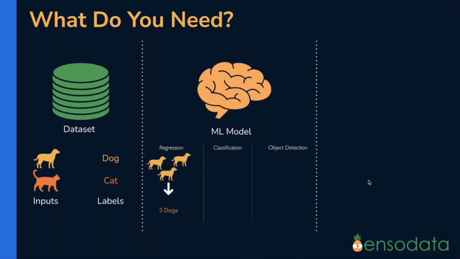And what I mean by that, for example, regression is, let's say, looking at images of dogs, and the model will learn to output the number of dogs in the image. Classification is basically looking at an image of an animal and saying if it's an image of a cat or a dog. And object detection is basically looking at an image of cats and dogs and finding the exact location of the dog in the image. So depending on which task you would want to perform, you'll choose the right machine learning model.